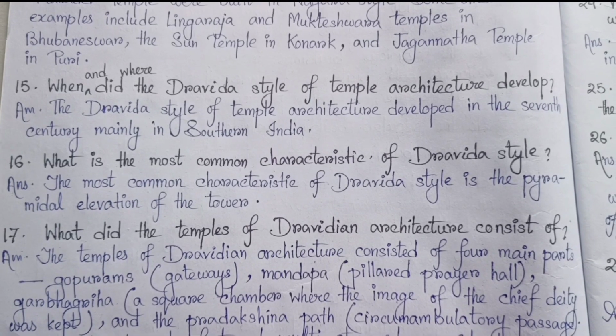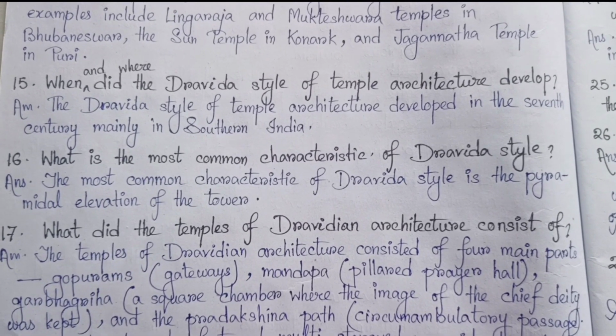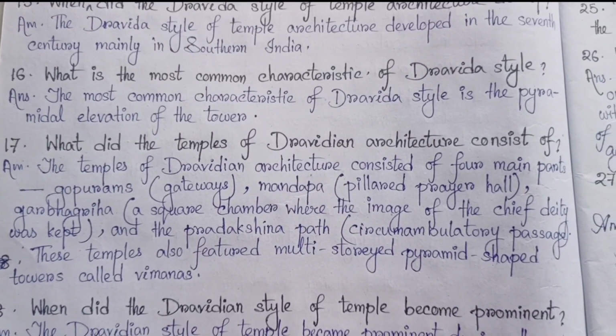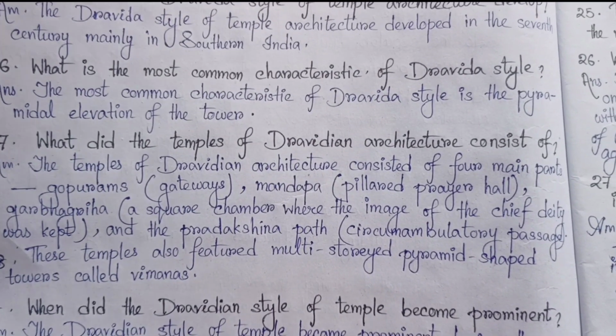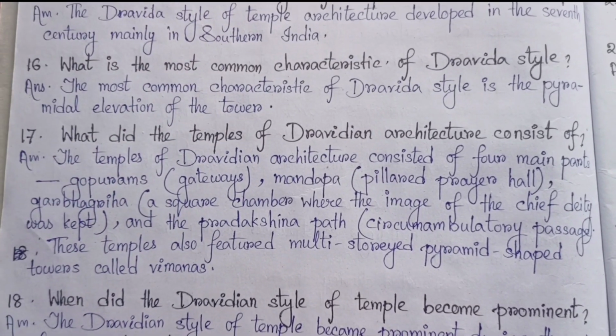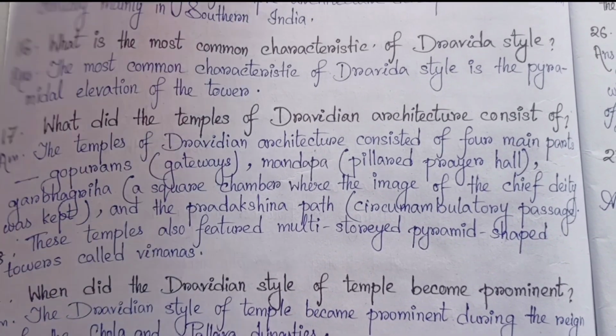Number 15, when and where did the Dravida style of temple architecture develop? The Dravida style of temple architecture developed in the 7th century mainly in southern India. Number 16, what is the most common characteristic of Dravida style? The most common characteristic of Dravida style is the pyramidal elevation of the tower.